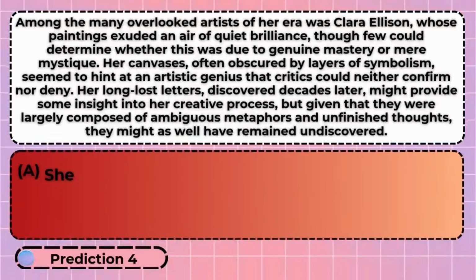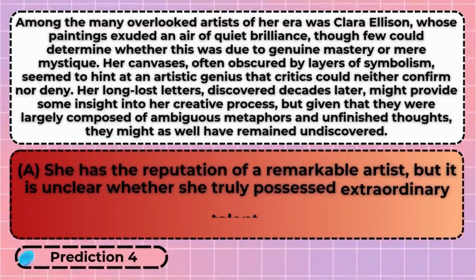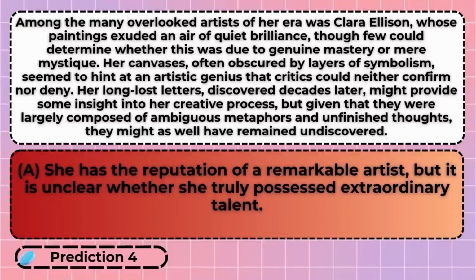Choice A: she has the reputation of a remarkable artist, but it's unclear whether she truly possesses extraordinary talent. Well, okay, so remarkable artist. Yeah, the passage says her paintings had quiet brilliance, but unclear whether she truly possesses extraordinary talent. Yep, this matches perfectly with critics could neither confirm nor deny her genius. And I like this choice. It really feels neutral and it's very hard to prove it wrong. So let's check out the others as well.